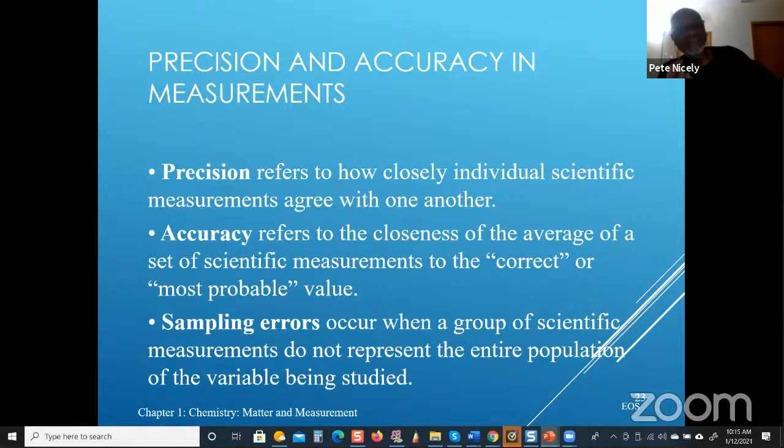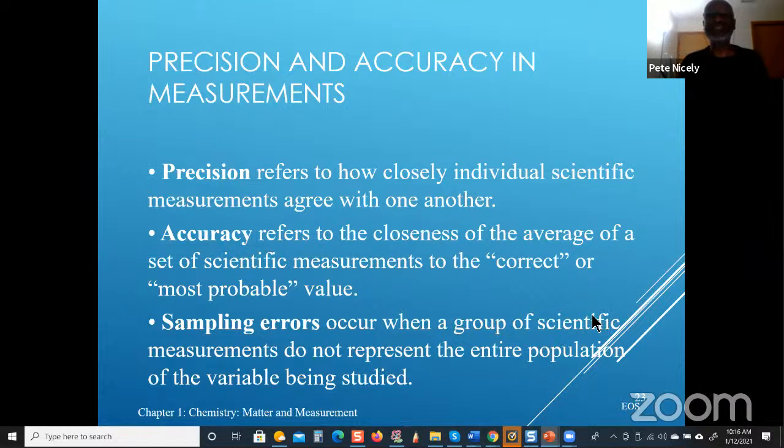Now, accuracy is something different. Accuracy refers to the closeness of an average of a set of scientific measurements compared to what is called the correct or most probable value. So going back to the example I mentioned previously, let's say there's a known value attached to the mass of a sample of sodium chloride, then how close the measured values are to that known mass is basically a reflection of the accuracy of these measured values. Okay, so that's the difference between precision and accuracy.